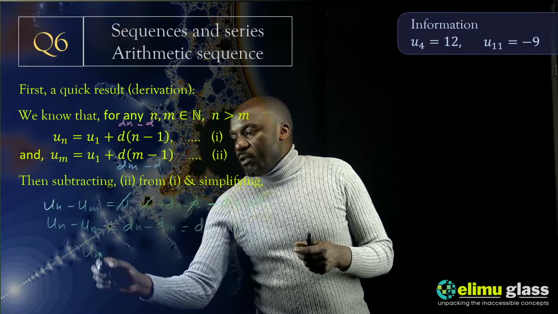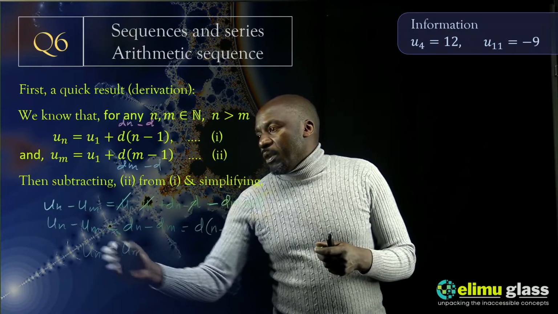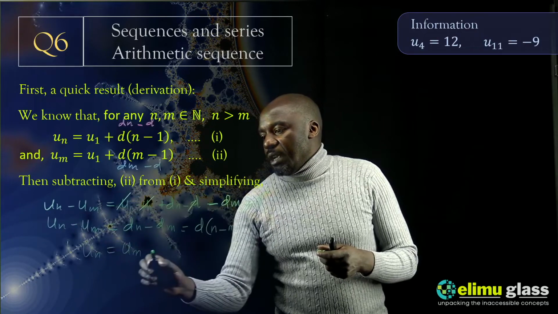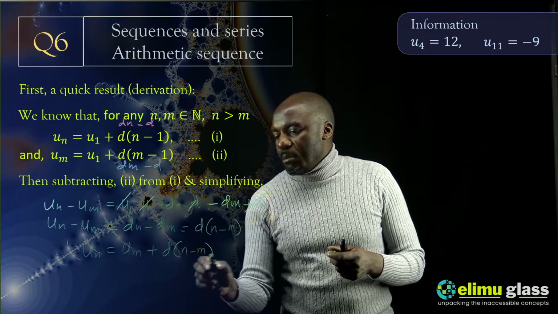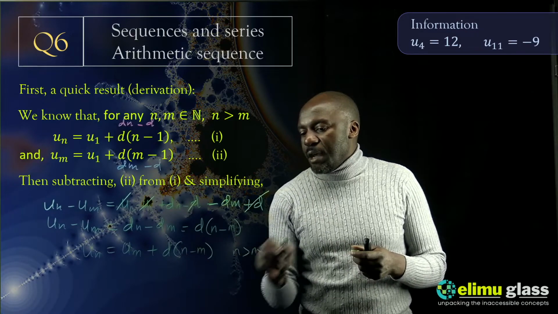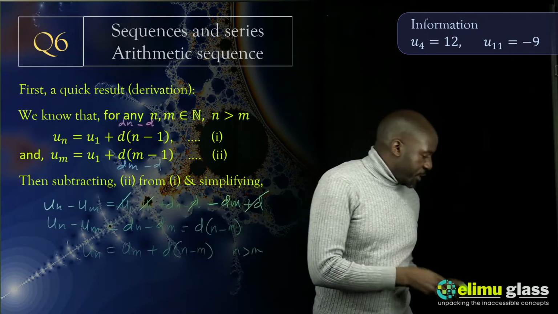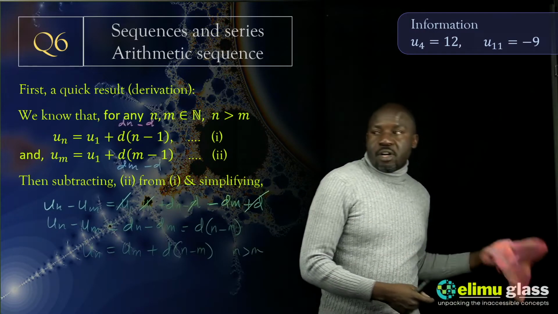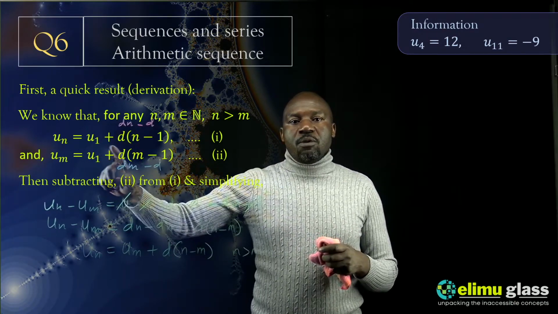We can now write un equals um, because this goes to this side, and then we say plus d into n minus m. Remember, n is greater than m. So this is a result that becomes much faster to use than going only with the standard formula that we've used before, like this one here.